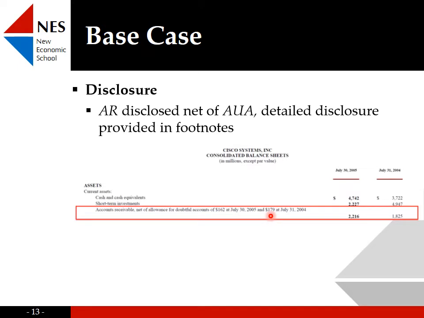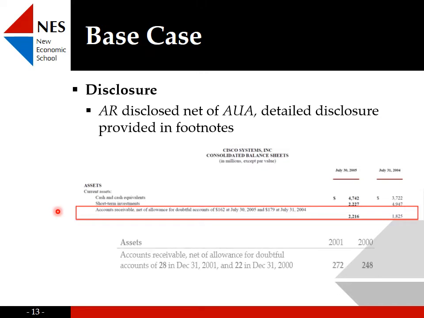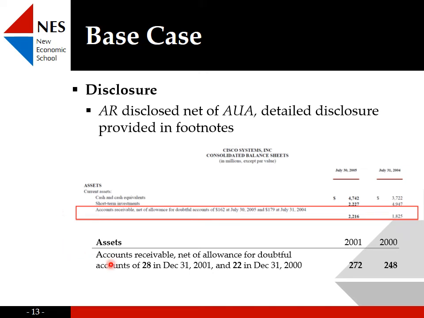So we want to reach a similar entry for our fictitious company. How to do it? Well, we know that we have required the allowance of 22 at the end of year 2000 and allowance of 28 at the end of 2001. So if we take the gross amount of 270 and subtract the 22 at the end of 2000, we get to 248. And if we consider the gross amount of 300 and we subtract the 28 at the end of year 2001, we get to 272.